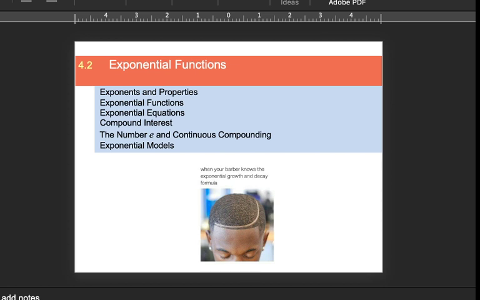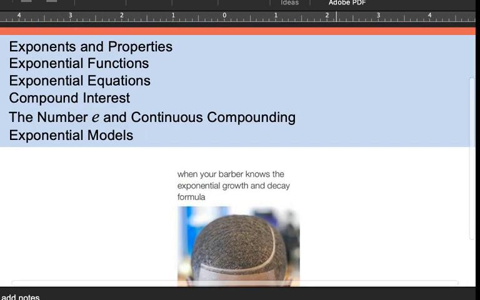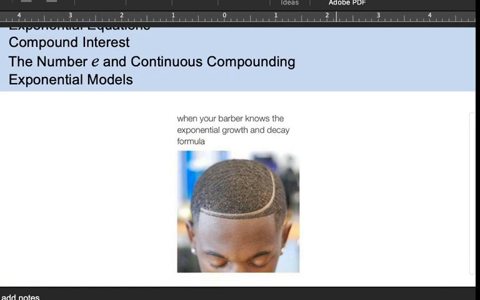In this section, we're going to be looking at exponential functions, some exponents and their properties, exponential equations, compound interest, the number e, continuous compounding, and some exponential models. So let's see what's happening here. I'm going to zoom in. When your barber knows the exponential growth and decay formula. Wow. I got to go to that barber.